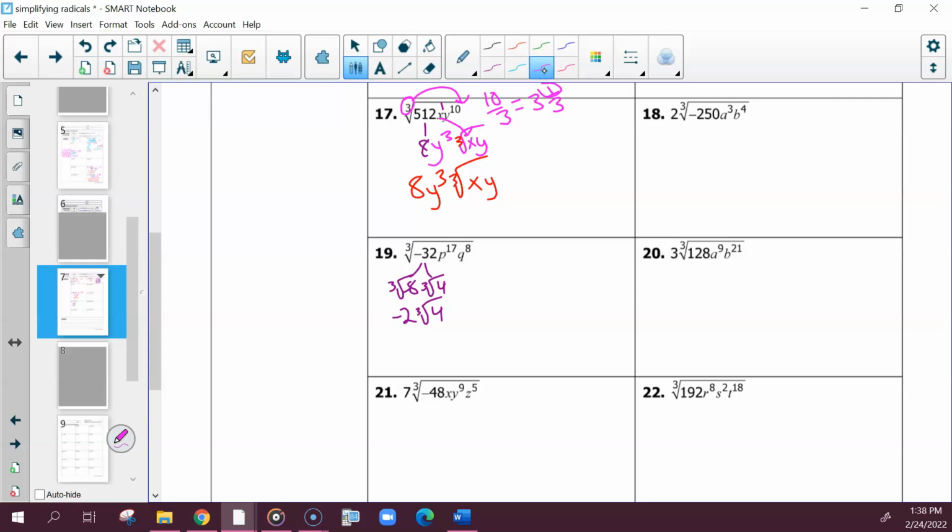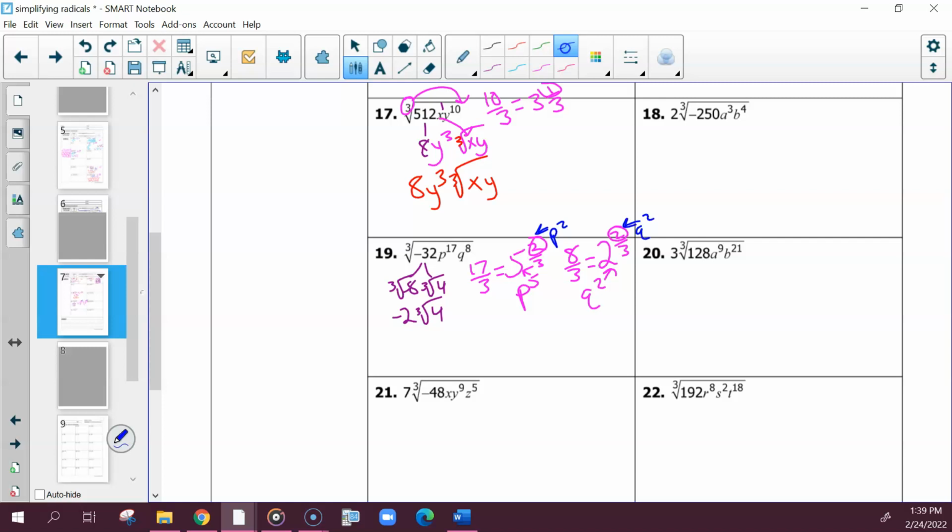And then 3 goes into 17. Let's see, 3 times 6 is 18, so that's not it. 3 times 5 is 15, so it goes in 5 times with 2 left over. And then 3 goes into 8 twice with 2 left over. So this would be p to the 5th and q to the 2nd. And then on the inside left over, we have p squared and q squared.